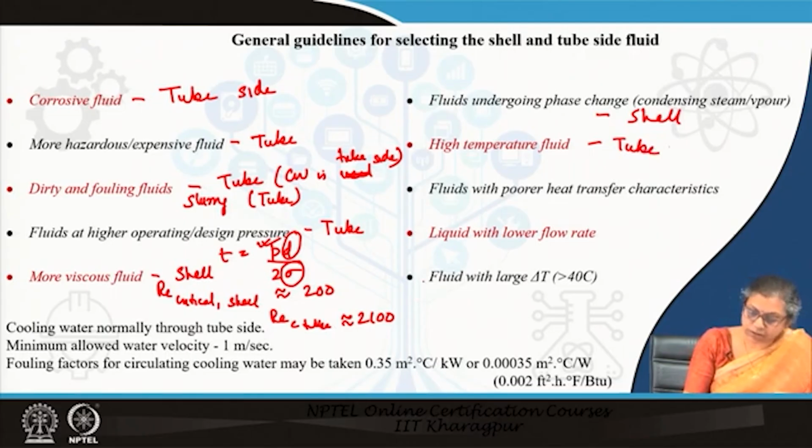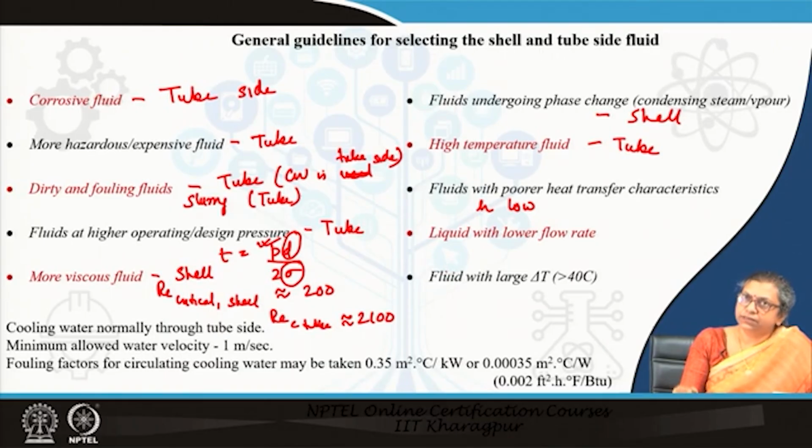When the fluid has poorer heat transfer characteristics, or in other words the h is low, then if you put it on the shell side, what happens, as I have told you, the critical Reynolds number for the shell side fluid or the outer fluid is 200. So chances of attaining turbulent flow is higher. So improved heat transfer characteristics we might get if we introduce the fluid with a low h on the shell side. So we would prefer it on the shell side.